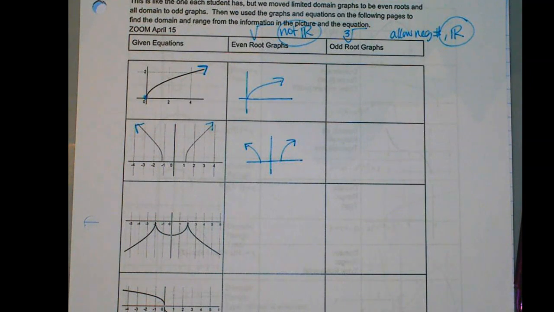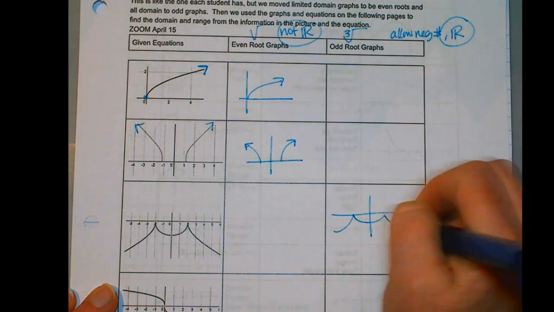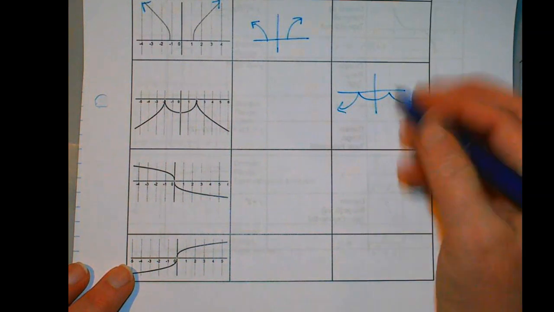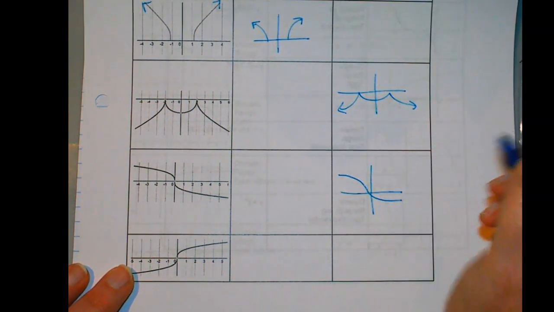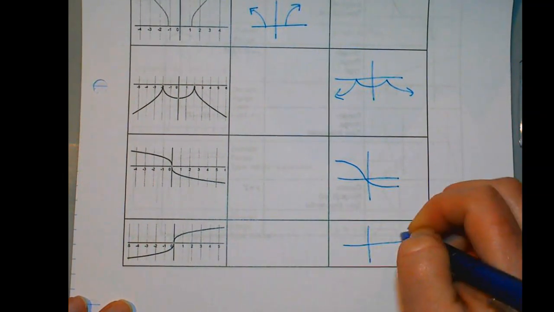How about the third one? Odd, because it's everywhere. How about the fourth one? Odd. And the last one? Odd. Okay, so let's talk about domain and range for these.